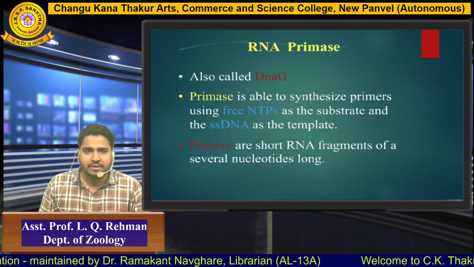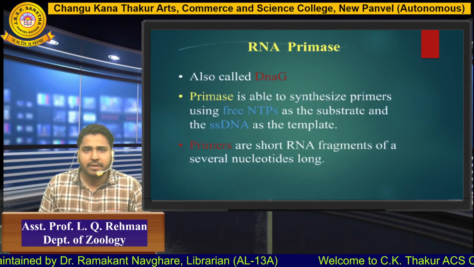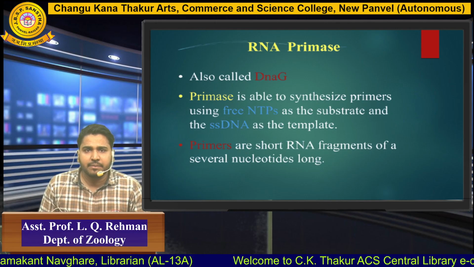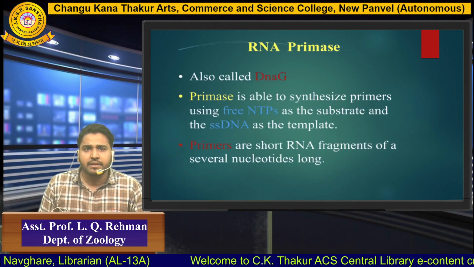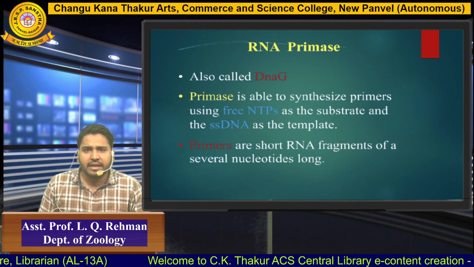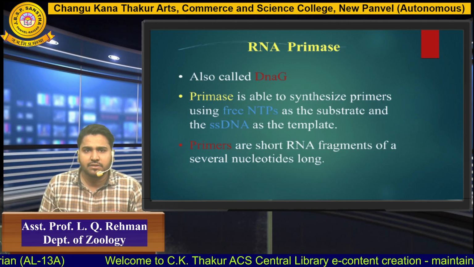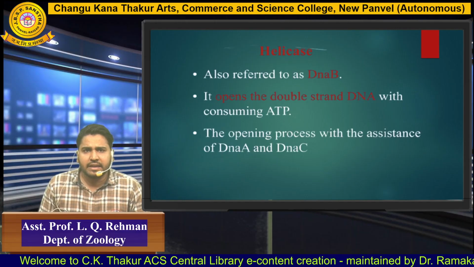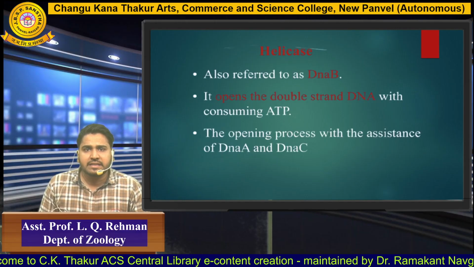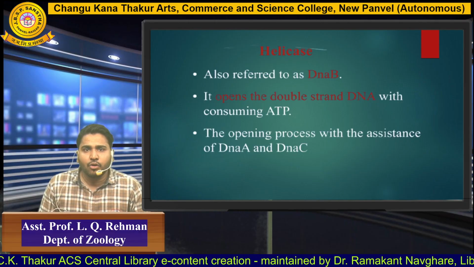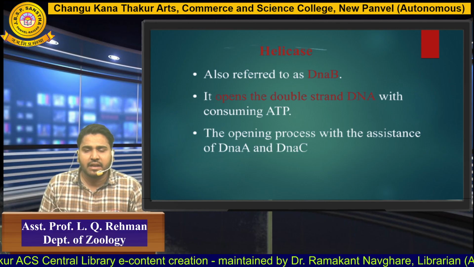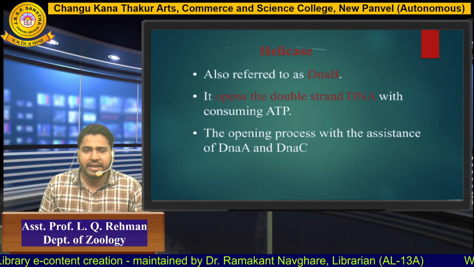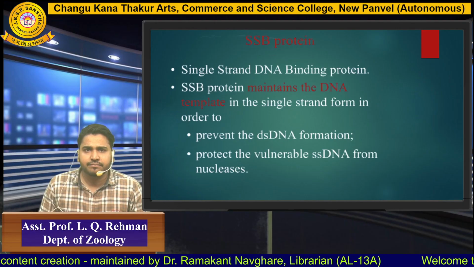Then we have primase. Now, RNA primase is able to synthesize primers using free NTPs as substrate. Primers are short RNA fragments of several nucleotides long. Next one is helicase, also referred to as DnaB. It opens the double-stranded DNA, consuming ATP. The opening process occurs with the assistance of DnaA and DnaC.